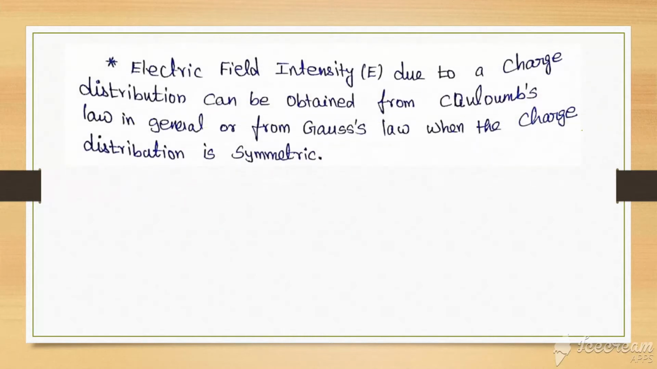So first one, electric field intensity due to a charge distribution can be obtained either by means of Coulomb's law in the general case or from Gauss law when the charge distribution is symmetric. So a very important point, Gauss law is applicable only for symmetric charges. In all other cases we are using Coulomb's law to determine the electric field intensity.